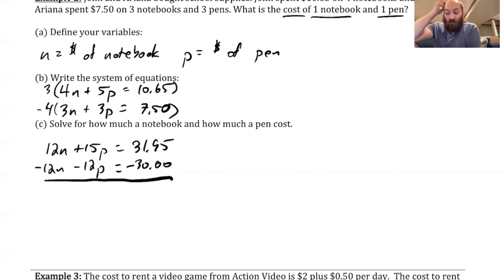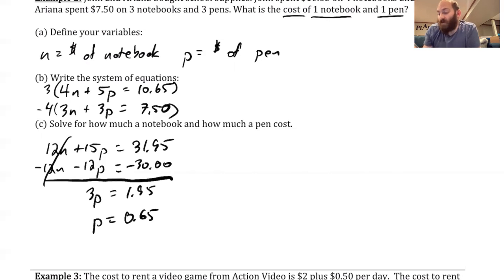All right. So from there, go ahead and combine so I can get rid of my N's. 15 minus 12 is going to give me 3P. This is going to be $1.95 that's left. These are some pretty inexpensive pens. Okay. So that gives me pen cost is 65 cents.